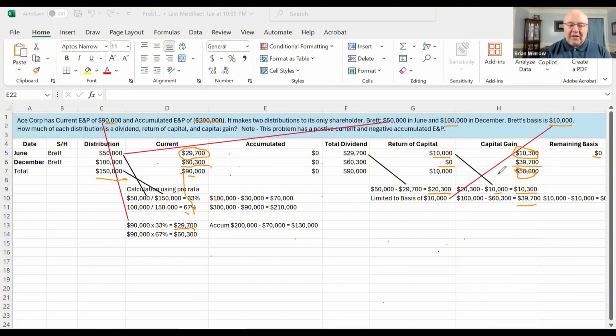And if we want to check this, there should be $150,000 of distribution. If we go 90 plus 10, so 90,000 in total dividends plus return of capital, 10,000, plus 50,000 of capital gains, it's 150,000. We've accounted for all $150,000 of the distribution. Good signal that we did this correctly.